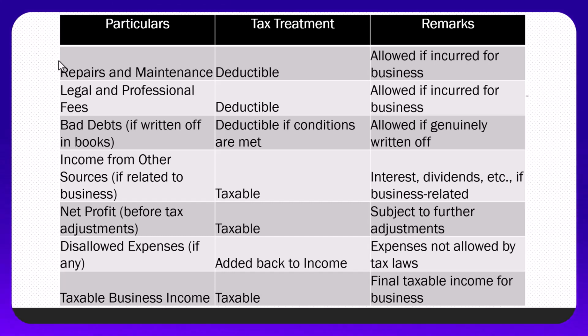Now, after you have arrived at net profit, you have to make some adjustments. Disallowance of expenses. Some expenses will be disallowed. Like suppose a director has traveled abroad along with his wife. So the wife's travel expense will be disallowed, though it has been shown as an expense in your profit and loss account. Disallowed, because that is not an expense which is allowed.